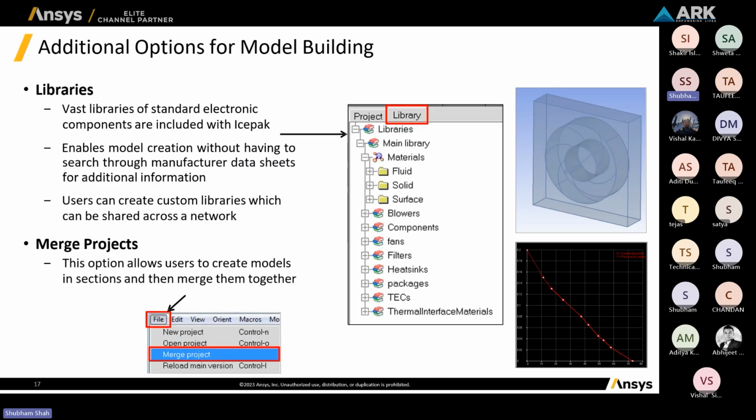So additional options for model building are the libraries and the merge project options. Library will be the standard electronic components included with Icepack. Let's say your materials, blowers, components, fans, filters, heat sinks, all these things will be included in your library. When we talk about merge project, if you want to merge two projects in a similar way, in the same window, that option is there for merge projects. That option we will get through File. So when we open the File menu, we'll get an option known as merge project.